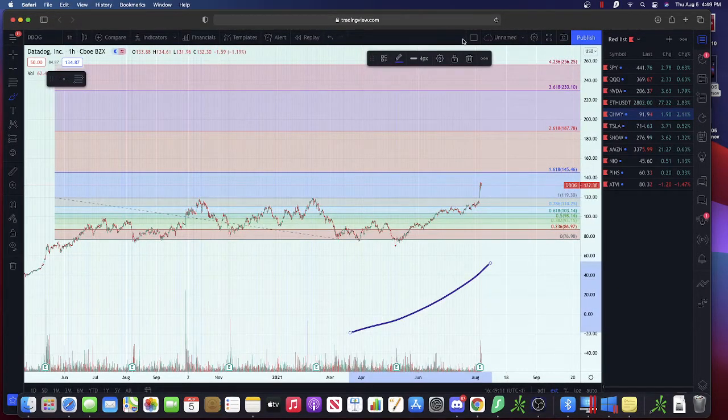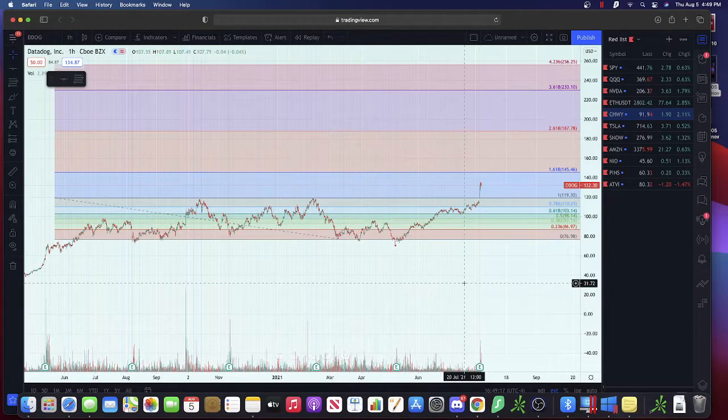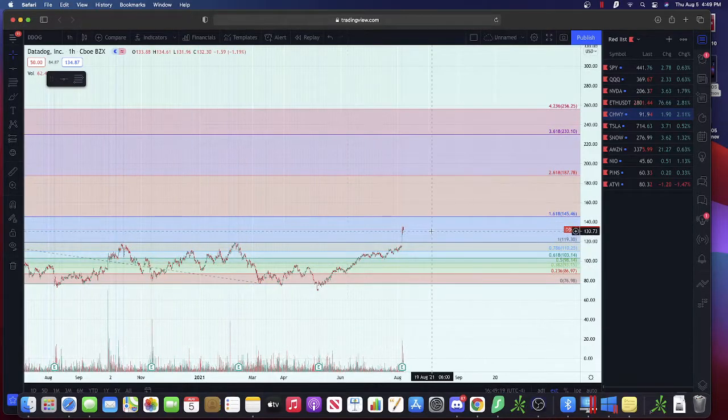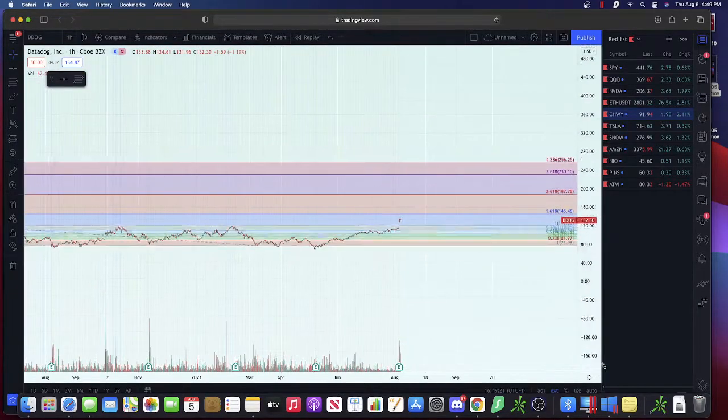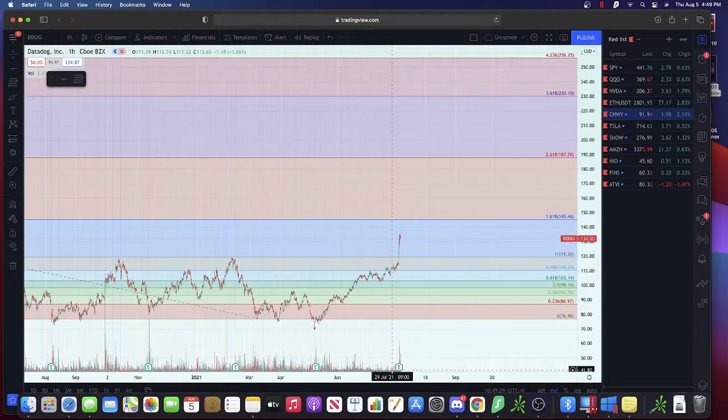So here, let's say I wanted to hold Datadog in my long-term portfolio for a long time, and I'm like, I wonder where price could go. Datadog, in a year or two, pending good volume and earnings and things, could run up to 187, 230, or 256 in price. Currently, if it continues its crazy uptrend, it could go as high as 145.